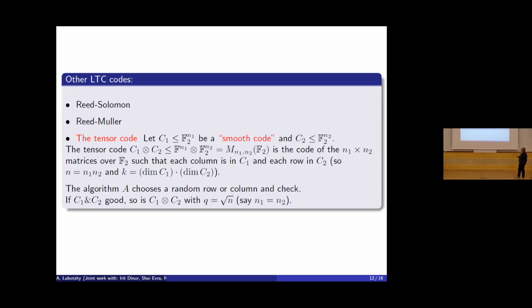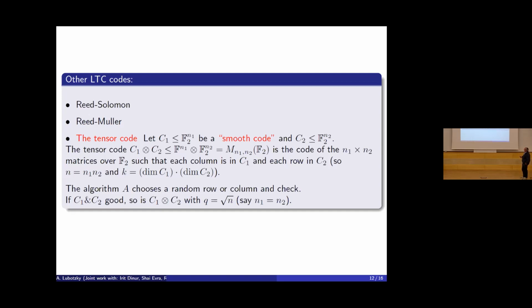A tensor code is something of the following type. You take F2^N1, and you take C1 to be a subspace of F2^N1, and it should satisfy some condition which we call smooth. It doesn't matter, it's a technical condition which many codes, essentially every random code, will satisfy. And C2 is another subspace in F2^N2. Actually think about N1 and N2 as equal, and even C1 and C2 as equal. The tensor code is a subspace of the tensor product of them, but you don't have to think about it in a fancy way.